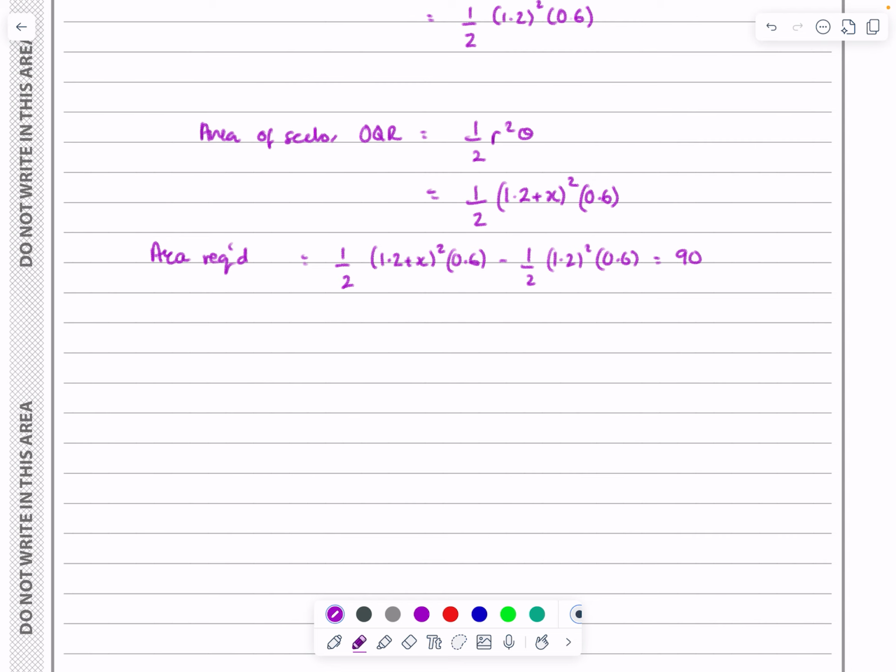So as I'm looking at this, let's multiply everything by 2 to start off with. So I'm going to say 1.2 plus x all squared times 0.6 minus 1.2 squared times 0.6 is equal to 180. So that's got rid of the fraction. Then let's multiply out this bracket here, 1.2 plus x all squared. I'm going to call that x squared plus, now you can do this slowly, but it's x squared plus 2.4x plus 1.2 squared.